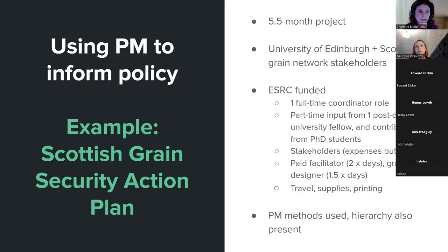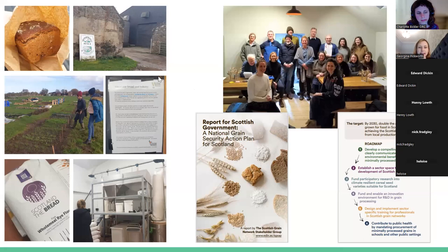Edinburgh University sitting in a leading role and administering the funding here meant that some decisions were taken by the university, things like the final sign off on the draft that went to print. And the team at the uni basically acted as synthesizers of all of the input that was coming in. So this slide hopefully brings this project to life a little bit.